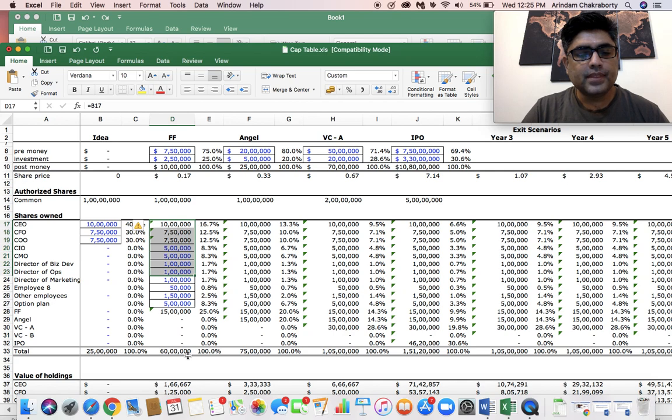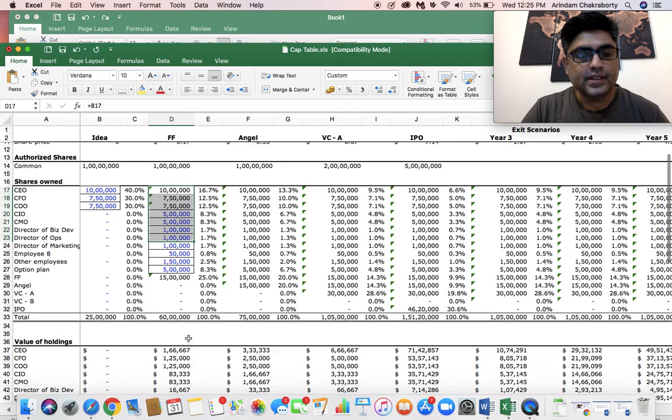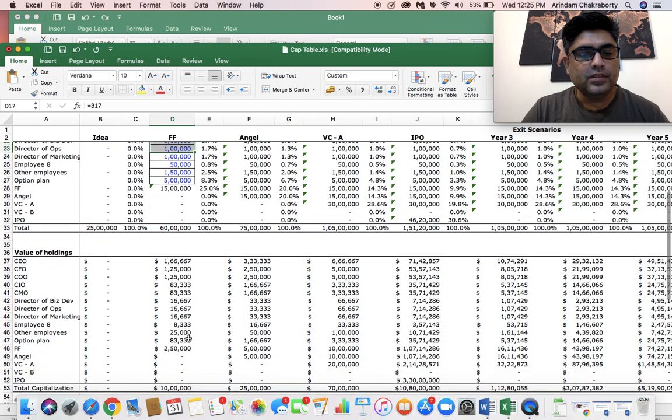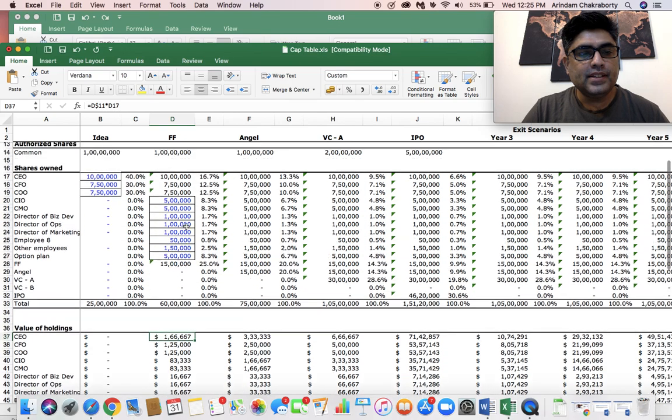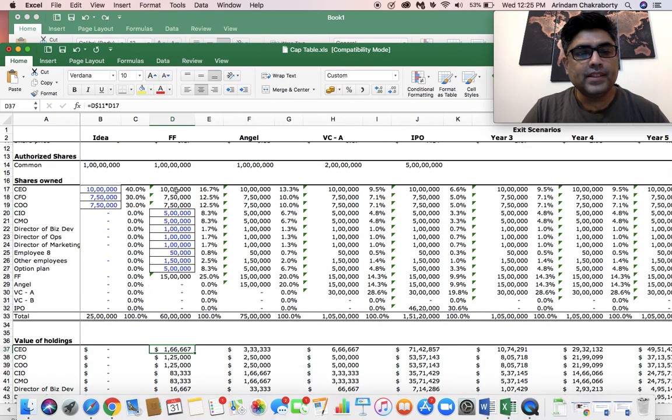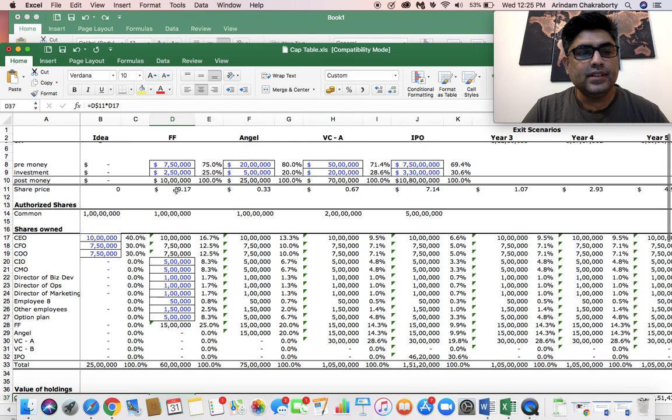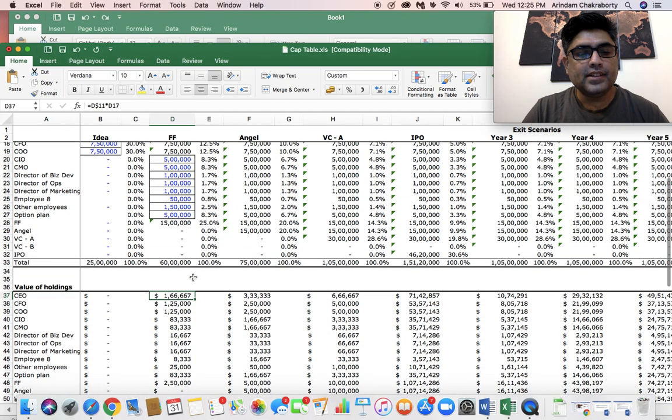So this total gets to be around 60,000, sorry, no, 60,000 is 60 lakhs, right? So it's 60 lakh shares that are owned. And the value of holdings in that case now gets to be, if you understand one computation, you'll understand the rest of it. So as you see over here, D11 into D17, right? D17 is for the CEO, it's 10 lakh shares into D11, that is the share price. So that is how it's computed.